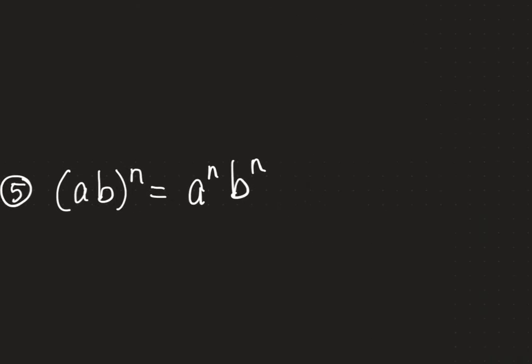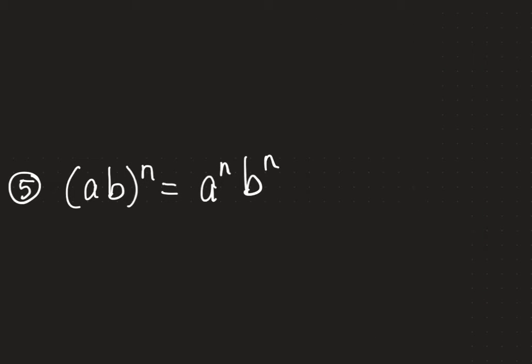So here we have (a times b) multiplied and then raised to the nth power equals a to the nth, b to the nth. Notice it is multiplication inside the parentheses. It is not addition. It is not subtraction. Let's look at some examples.